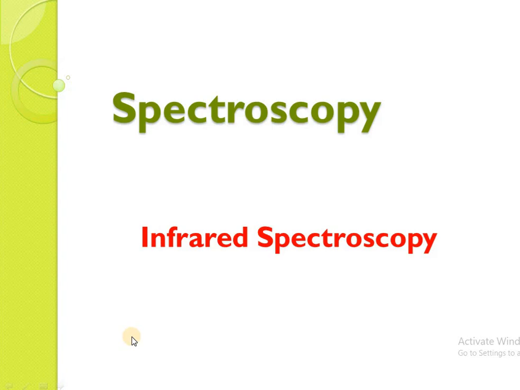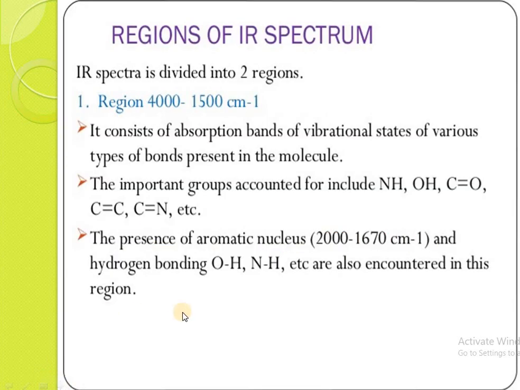So, regions of the IR spectrum. It is mainly divided into two regions: between 4000 to 1500 centimeter inverse, and the second region is below 1500. Between 4000 to 1500 centimeter inverse, vibration states of various types of bonds are present in this region.